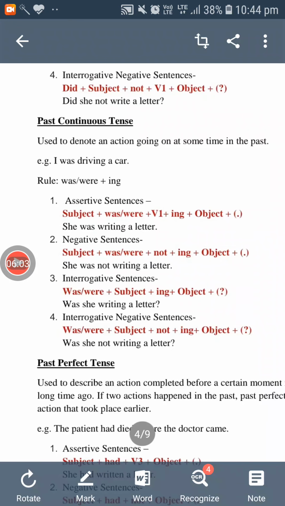Now comes past continuous tense. It uses was and were plus ing. So: she was writing a letter. She was not writing a letter, negative sentence. Was she writing a letter? Interrogative sentence. Was she not writing a letter? Interrogative negative sentence.